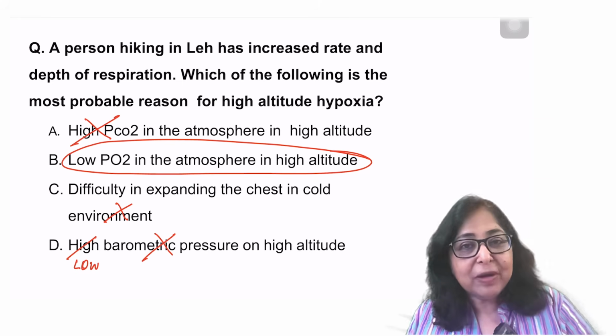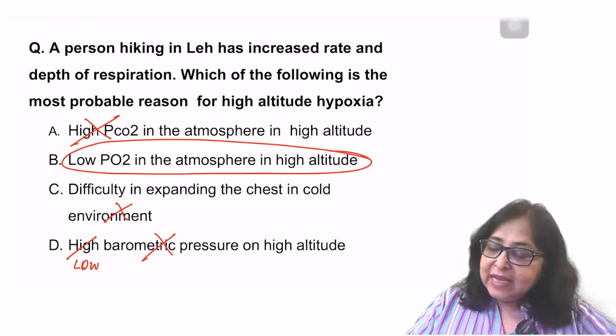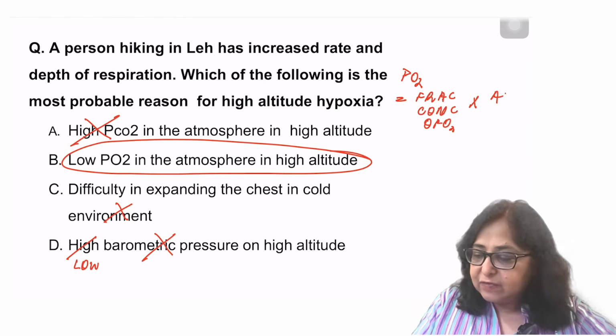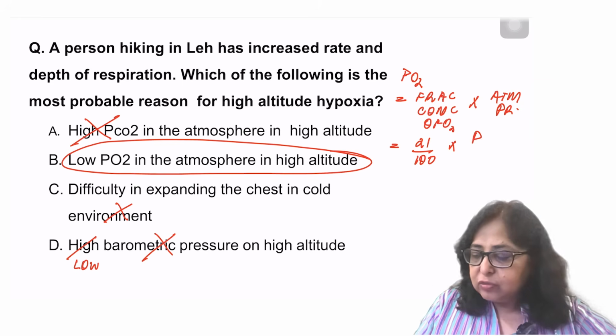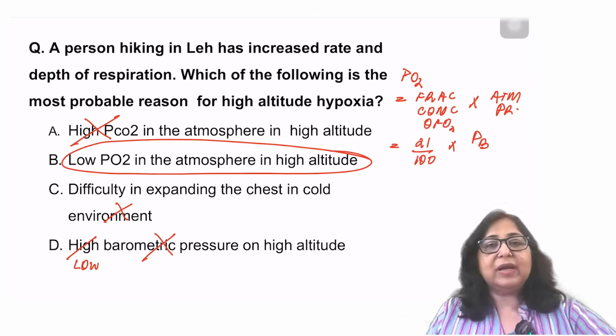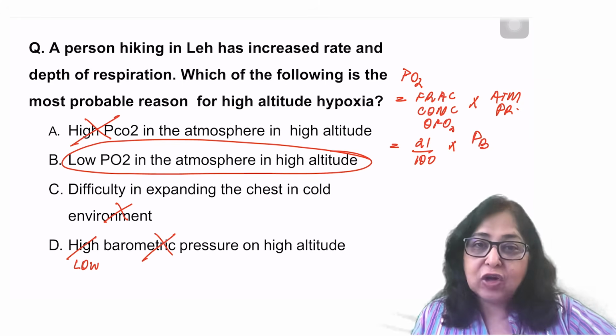Why is there a low partial pressure? Because the atmospheric pressure is low. See, how do we calculate the partial pressure of oxygen? This is the fractional concentration of oxygen into the atmospheric pressure. What is the fractional concentration of oxygen? How much is the percentage of oxygen in the atmosphere? 21%. So 21 upon 100 into the atmospheric pressure will give us the partial pressure of oxygen.